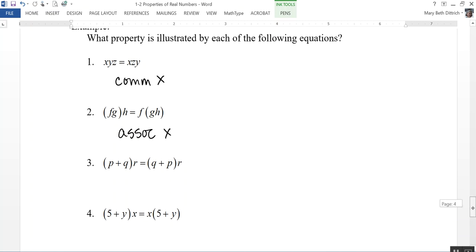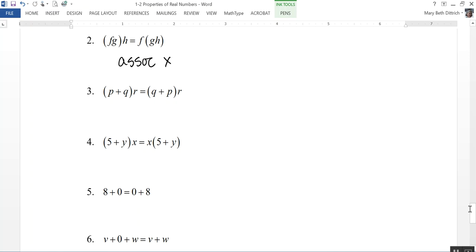Number 3 says the sum of P and Q times R is equal to the sum of Q and P times R. This is a little confusing because I have both addition and multiplication going on here, but what's moving around is moving around with respect to addition. So this again is going to be the commutative property of addition.